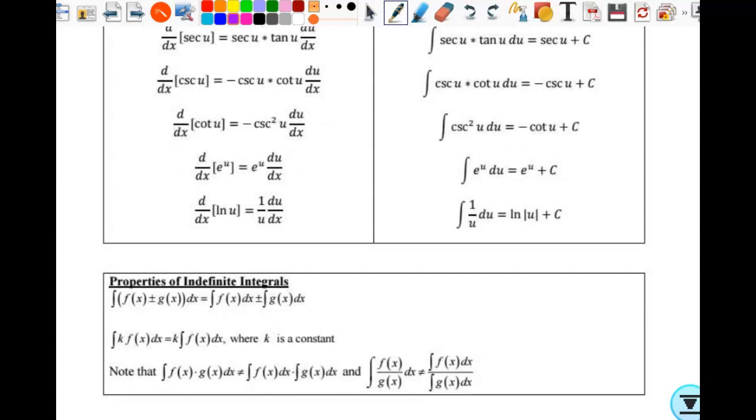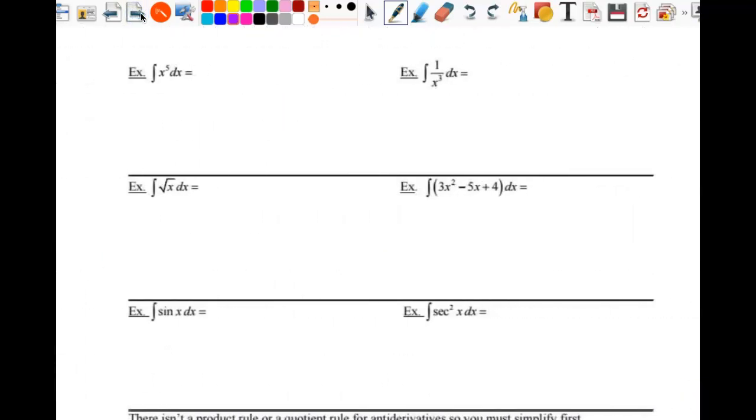If I integrate two functions being added or subtracted together, I can split them and integrate them separately. If I have a constant k times a function, I can factor that out. But remember, the multiplying and the dividing doesn't work that way. So it's the same as our definite integrals that we did. Okay? So let's see how this works.